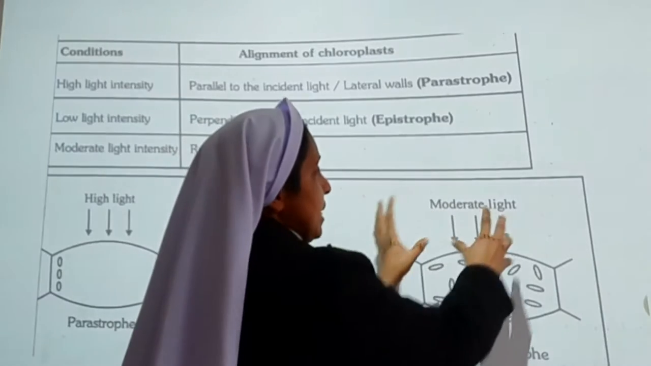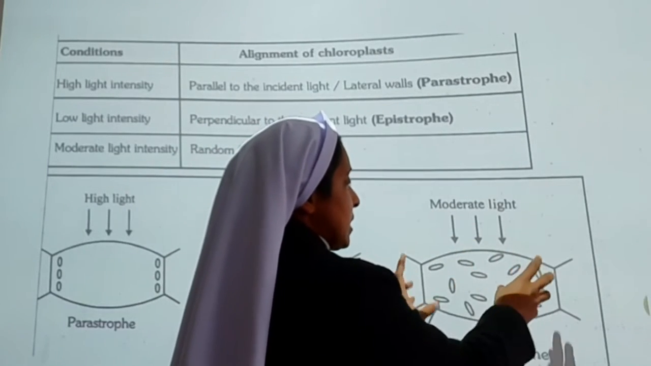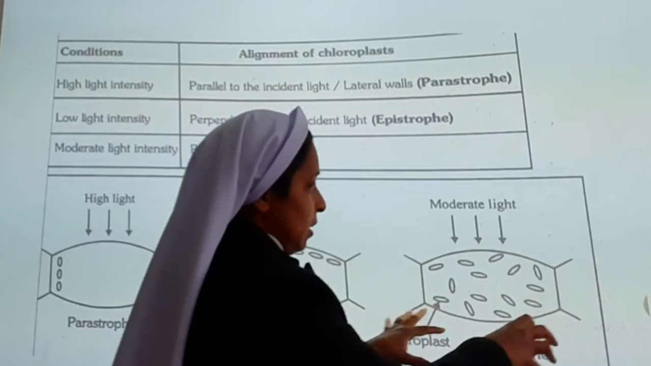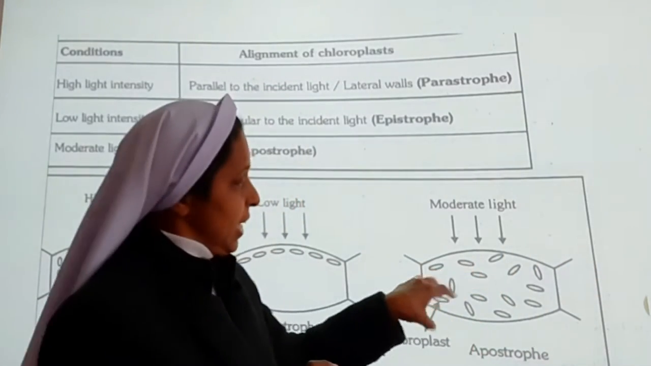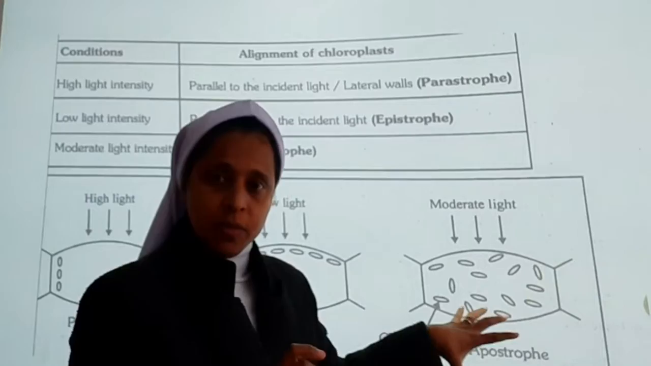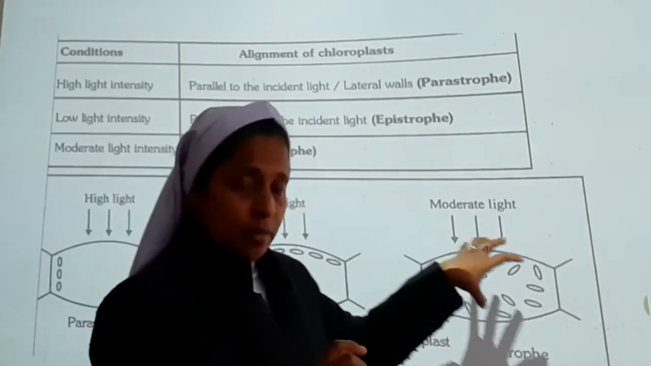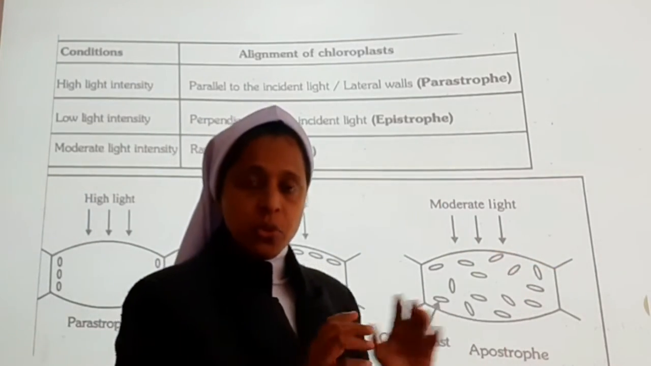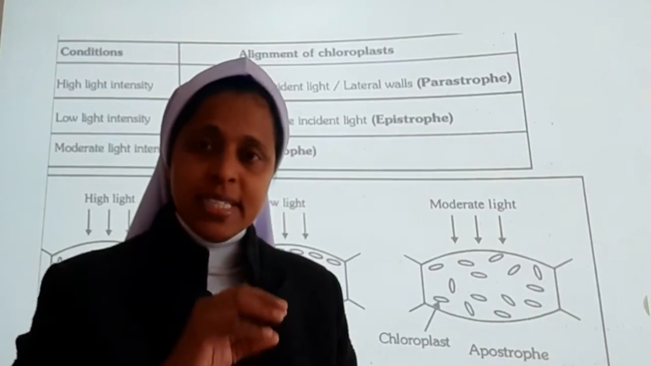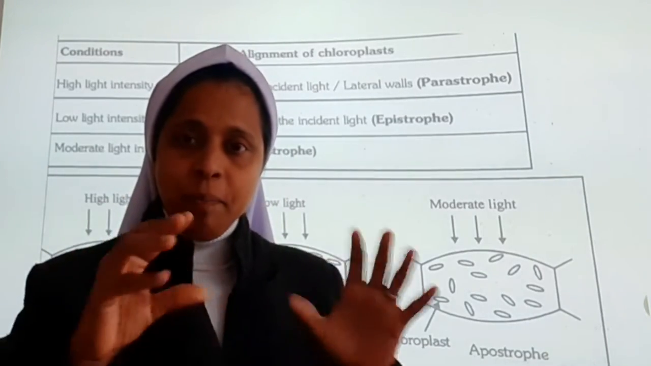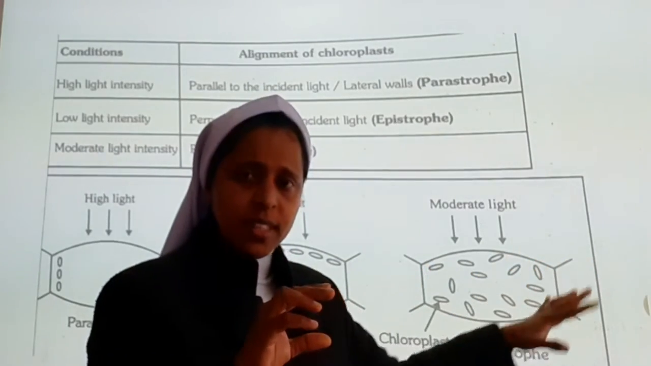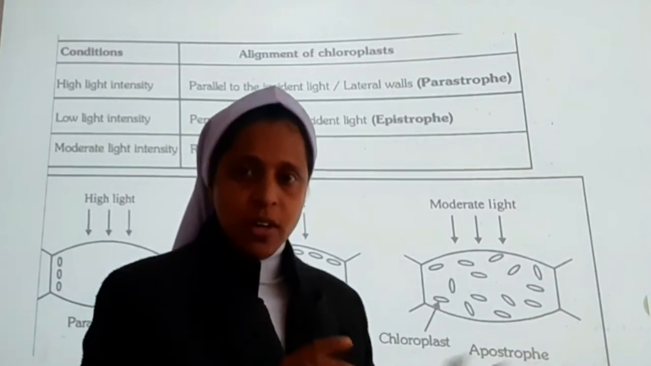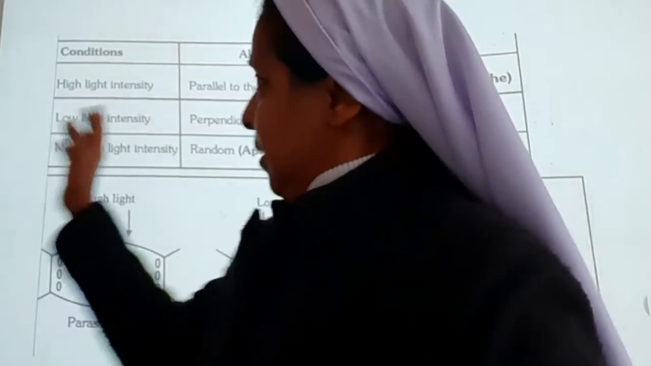And when the moderate light is given, the chloroplasts are randomly put. That means we will find them scattered all over. So when the moderate light is given, we find them scattered, that means randomly or separately. So these three things you have to remember.